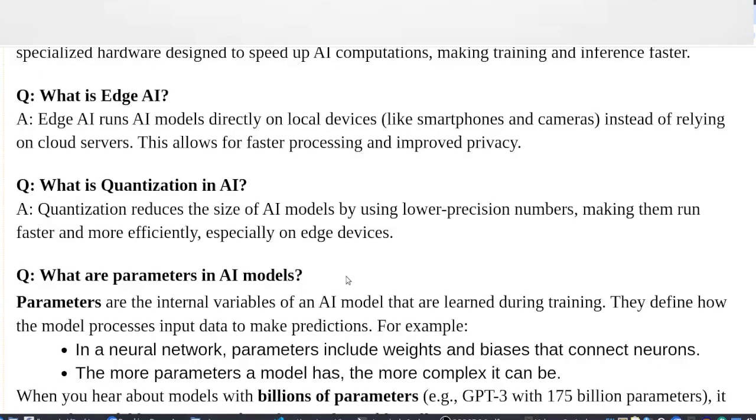What is quantization in AI? Quantization reduces the size of AI models by using lower precision numbers, making them run faster and more efficiently, especially on edge devices. So quantization is helping to achieve this Edge AI.